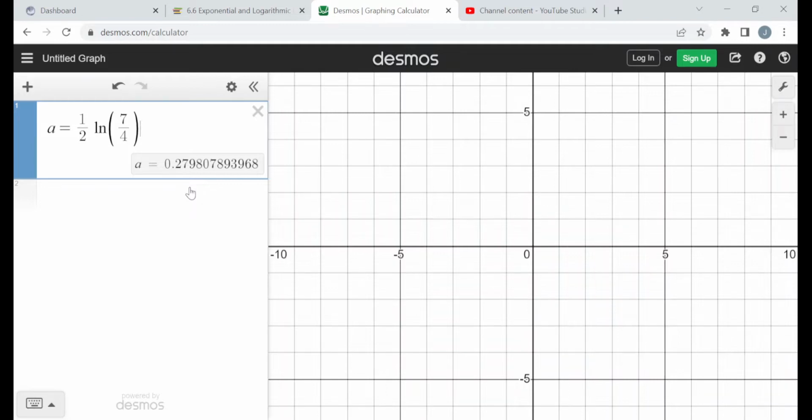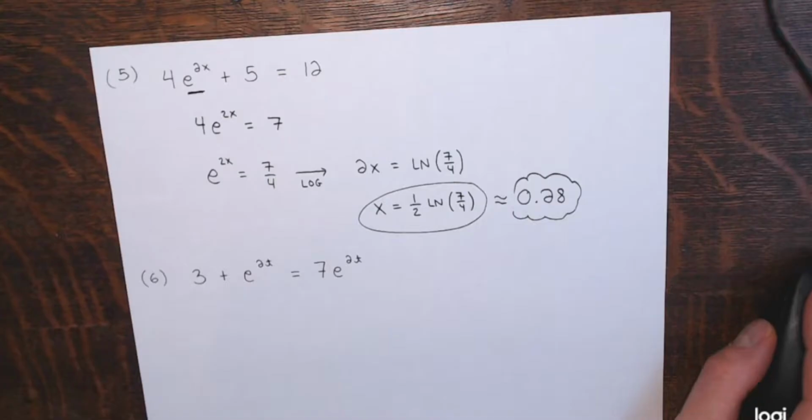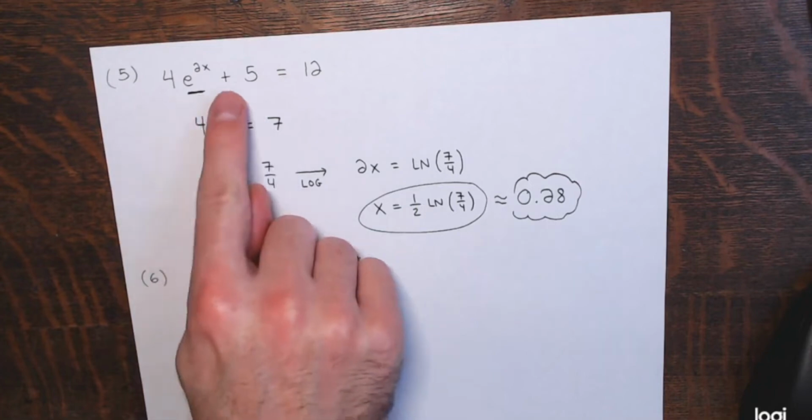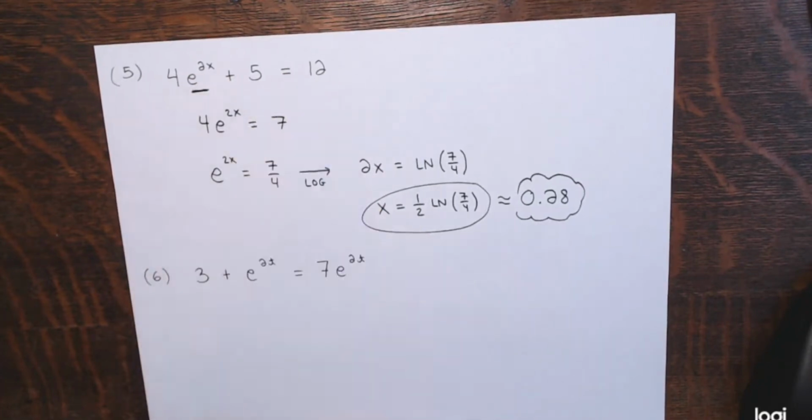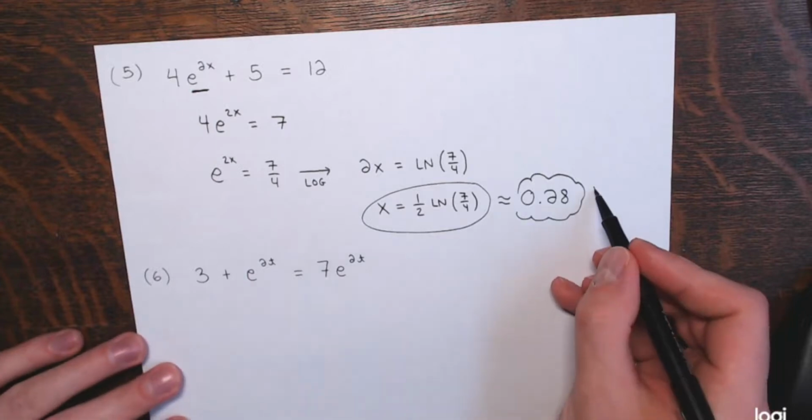And then let's test it out. So remember, I called this A, so I'm going to plug A in for x in the left side of the equation. Now the left side of the equation was 4 times e to the 2x. So 4 times e to the 2a power, and then plus 5, see how that's 12, which is what we wanted. That's what the equation said, 4 times e to the 2x, whatever x was, plus 5. That needs to be 12, and it was. So this is a valid solution.